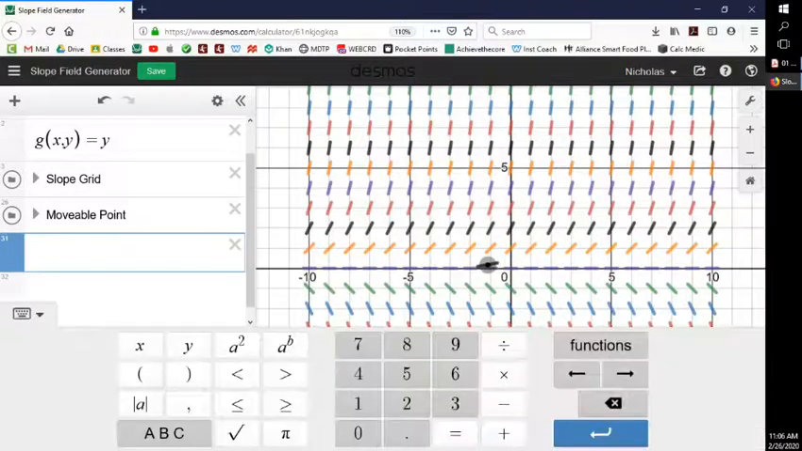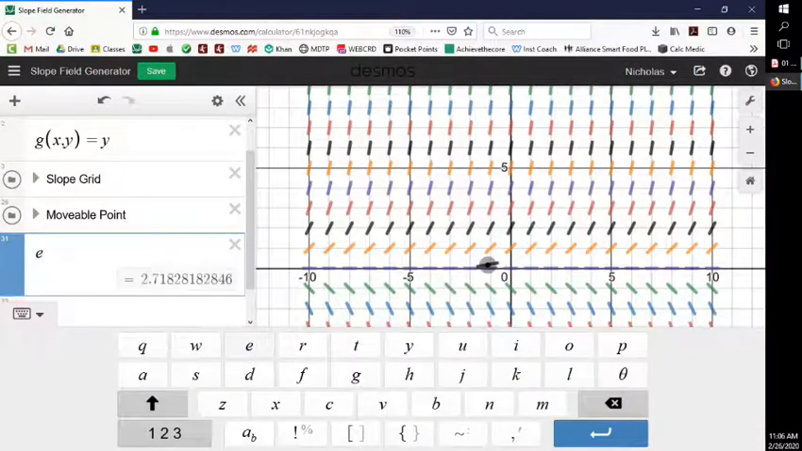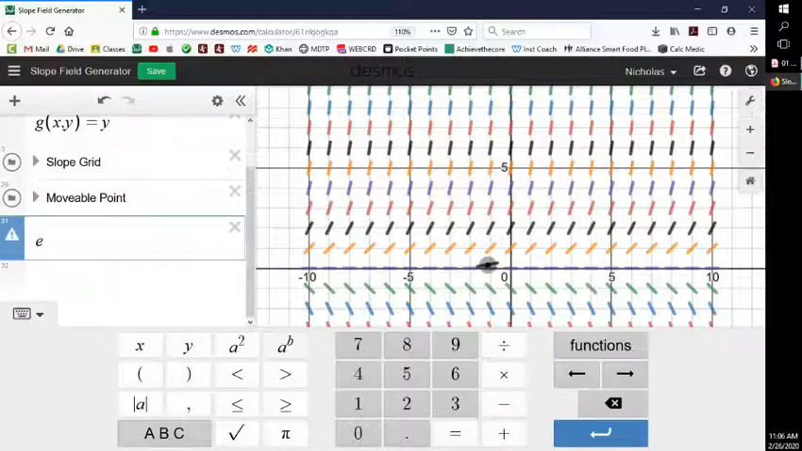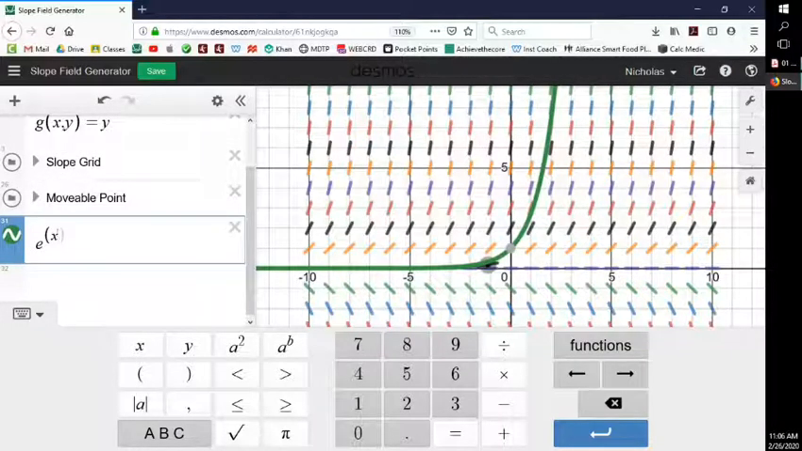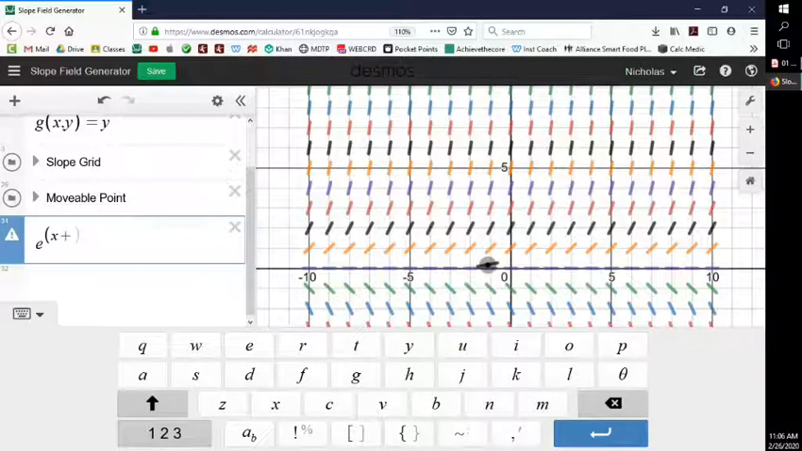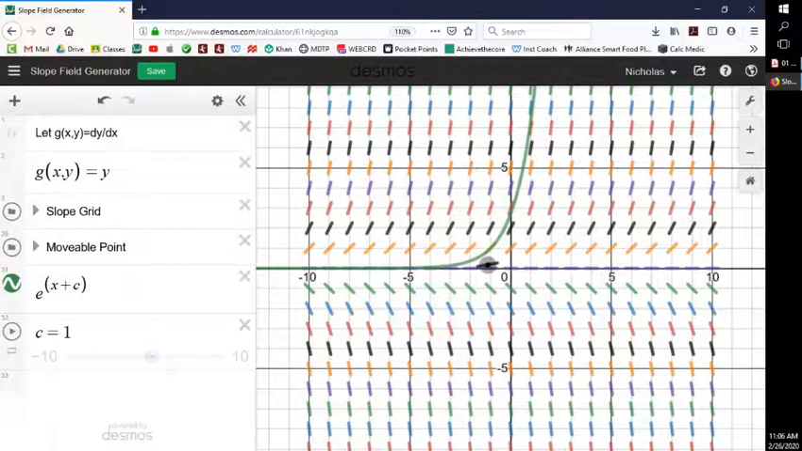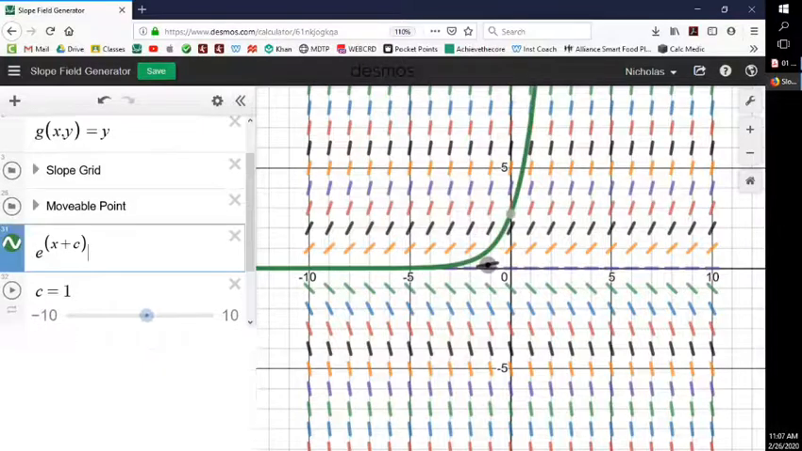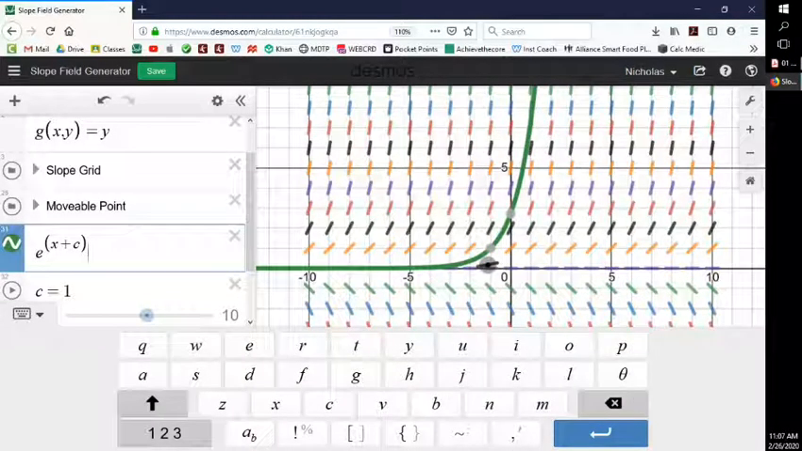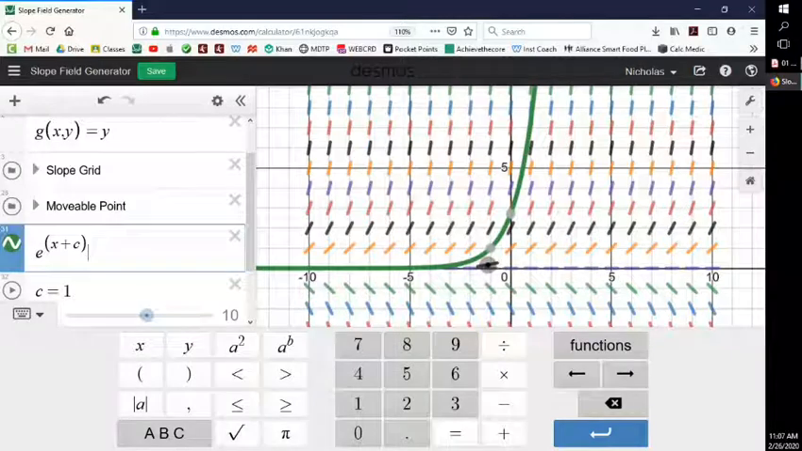We would go e, I need my e raised to the x, and I need to put parentheses so it stays up there, plus, let's just use a c, yeah? Add a slider there. Okay. There you go. Does our solution fit our slope field? Yes. Is this thing obeying all the baby tangent lines? Yes. What if there was a negative in front of this e? Do you think it would still be obeying it?